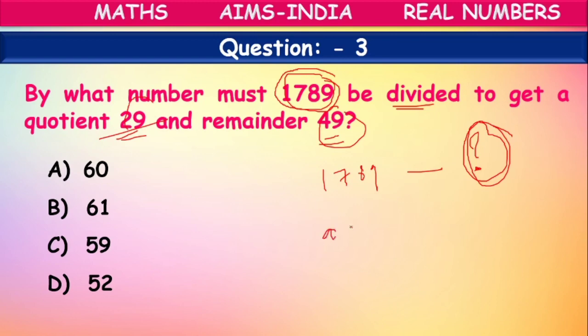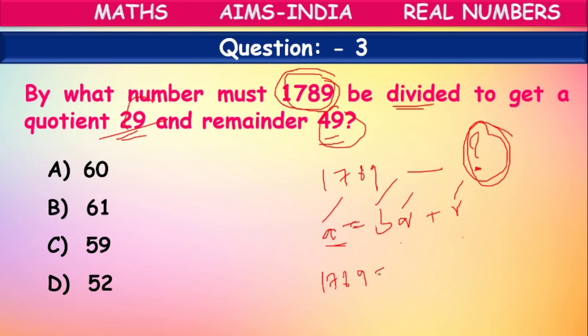So according to Euclid division lemma, what is the general form? A equals BQ plus R, where A is the dividend, B is the divisor, Q is the quotient, R is the remainder. What is the dividend here? The dividend is 1789.